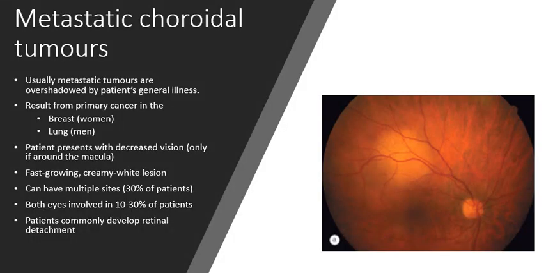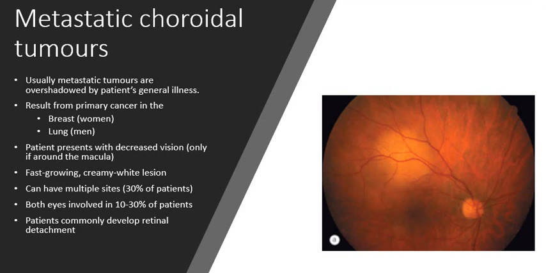Now, the choroid is the most common site for uveal metastases to occur, and it accounts for 90% of tumours, the location of the choroid. Usually though, metastatic tumours are overshadowed by the patient's general illness because they're a secondary condition to, for example, breast cancer, which commonly occurs in women, and lung cancer in men.